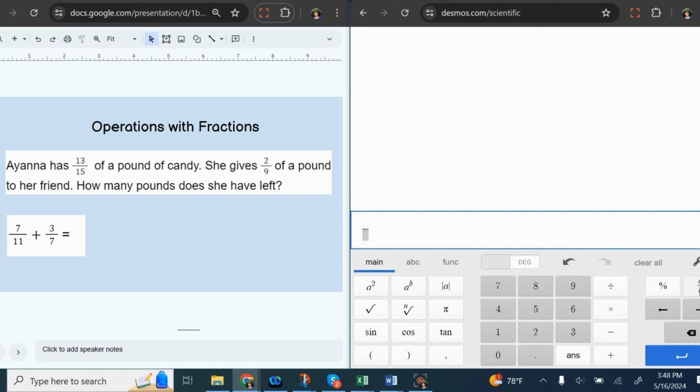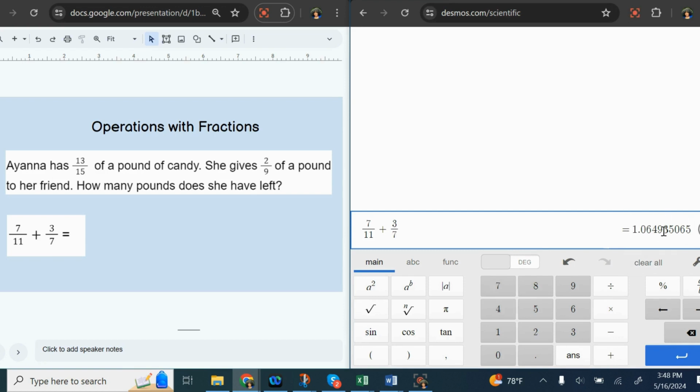you could have hit this fraction notation to set it up. This just says 7/11 plus 3/7. So I'm going to put 7 over 11, and I'm adding it to, so I'm going to hit the plus sign, 3 over 7. And I get this as my answer.